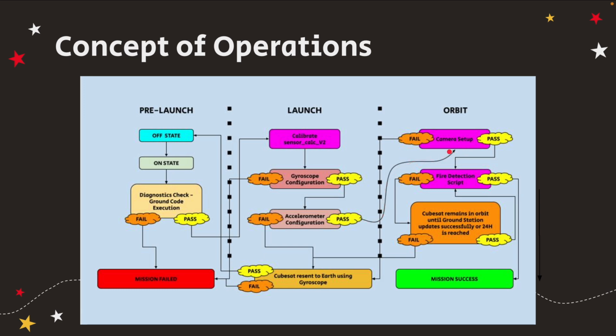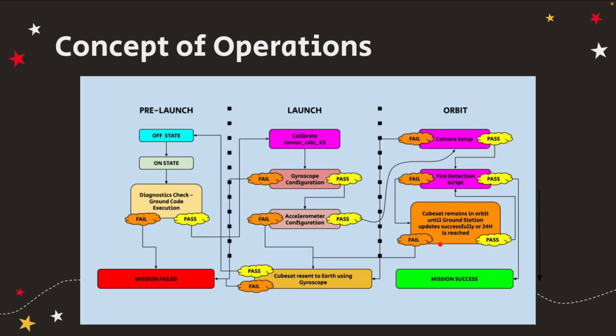So in the orbit phase, the CubeSat will initiate a camera setup. If this fails, again, the CubeSat will be resent to Earth using the gyroscope. But if the camera setup passes, we're able to run the main part of the CubeSat, which is the fire detection script. If the fire detection script passes, this will lead to a mission success because our mission has been completed.